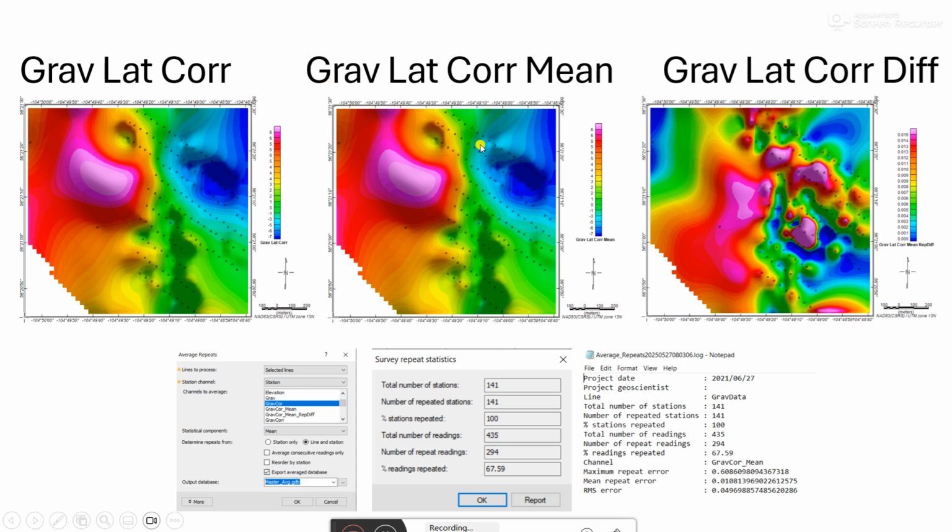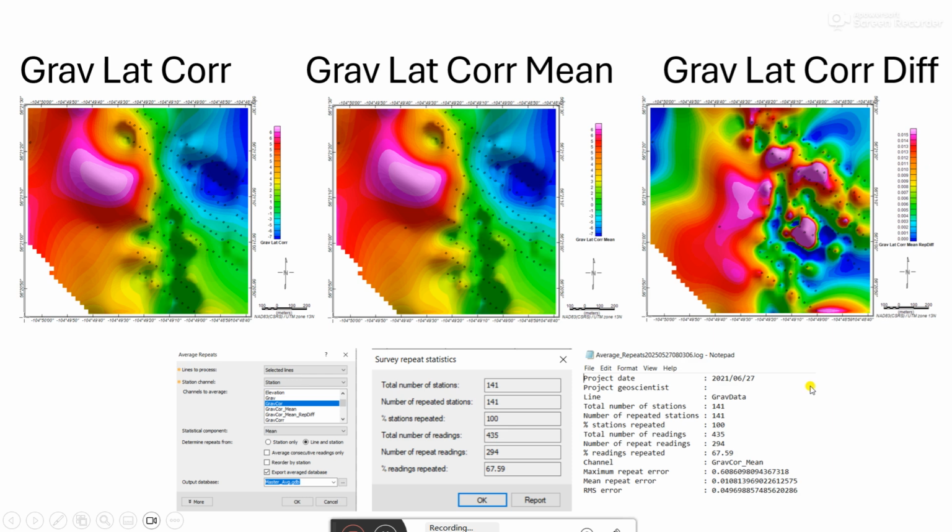Okay, and then the next thing we did was to look at our repeat values. So on the left here was the gravity data. Middle here is the mean gravity data. So any repeat values here the mean was calculated, and they don't look too different from each other. And then on this right-hand side is the mean minus the original data. And you can see the values are anything less than 0.015.